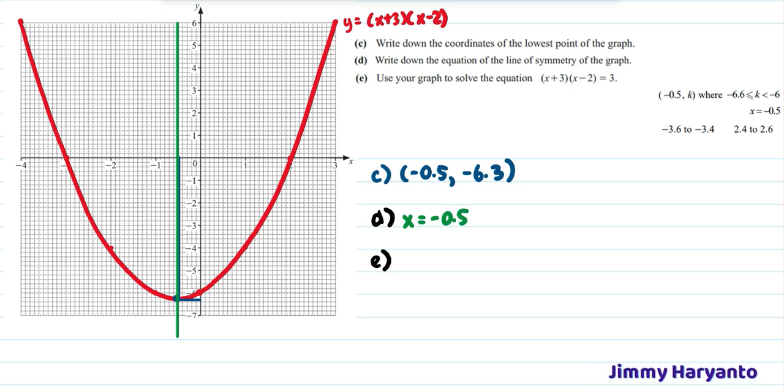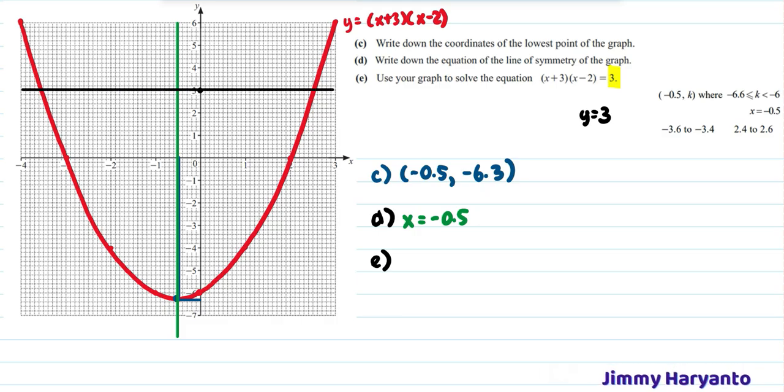Then the E, use your graph to solve the equation. You already drew this. That means you only have to draw this, which is y equals 3. And to draw y equals 3, you only have to find y equals 3, which is right there. The shape will be a horizontal line. And then, because the question wants you to solve it, that means you have to read the value of the x at the point of intersection. It will be this one. That is 2.5, I guess. So x equals 2.5.